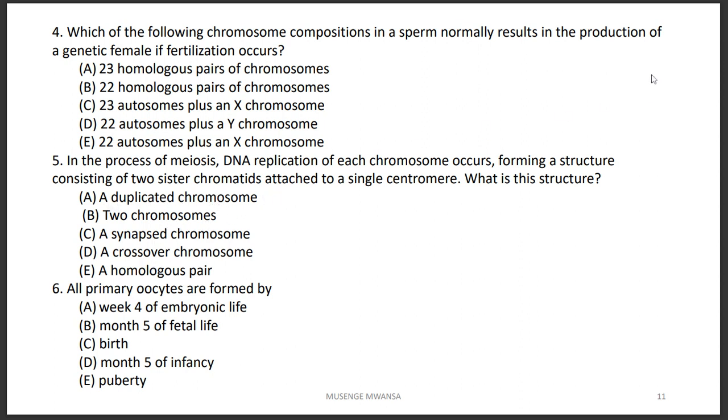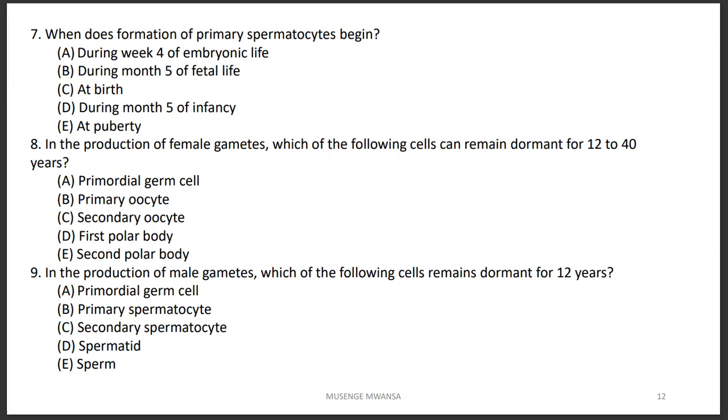Homologous chromosomes, one comes from the mother, one comes from the father. It doesn't happen in replication. All right, so the answer here is A. All primary oocytes are formed by... We already mentioned all primary oocytes are going to be formed by month 5 of fetal life, not of infancy. Infancy is when a child is already born, but fetal life happens in the uterus.